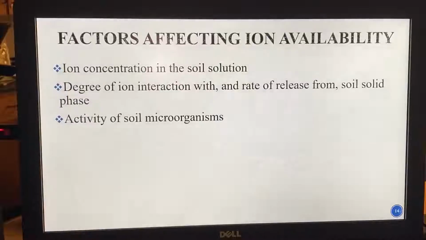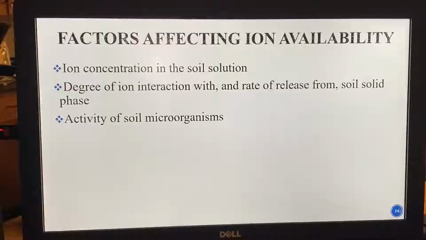And microbial activity in anaerobic or aerobic systems, depending on the microbe, right? Some microbes are anaerobic, some microbes are aerobic. So temperature, moisture, oxygen. Those three things are going to influence the soil microbial activity.